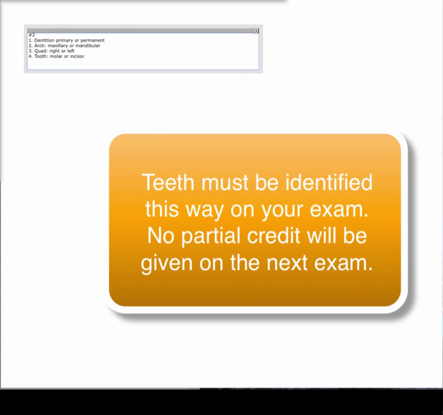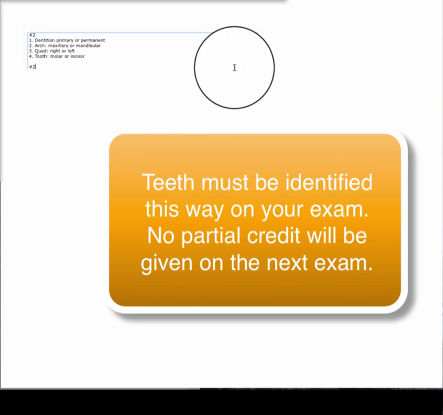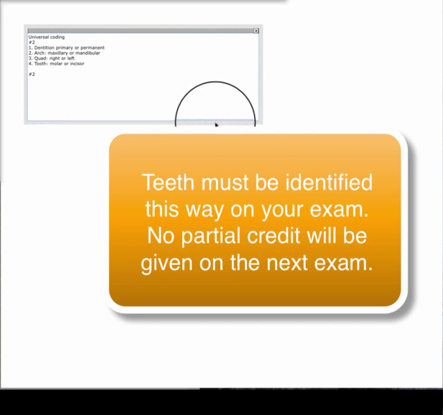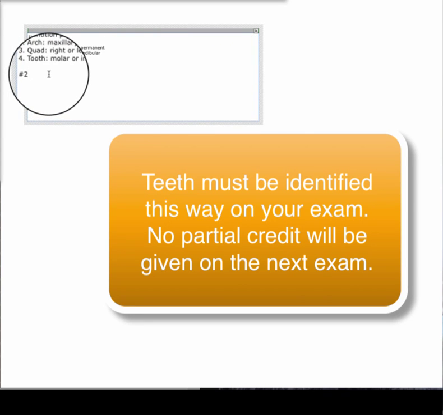So this is how it would look for tooth number 2. For number 2, you want to do the dentition, so we're going to do permanent, maxillary. This is on the maxillary. And we're going to say right, second molar.